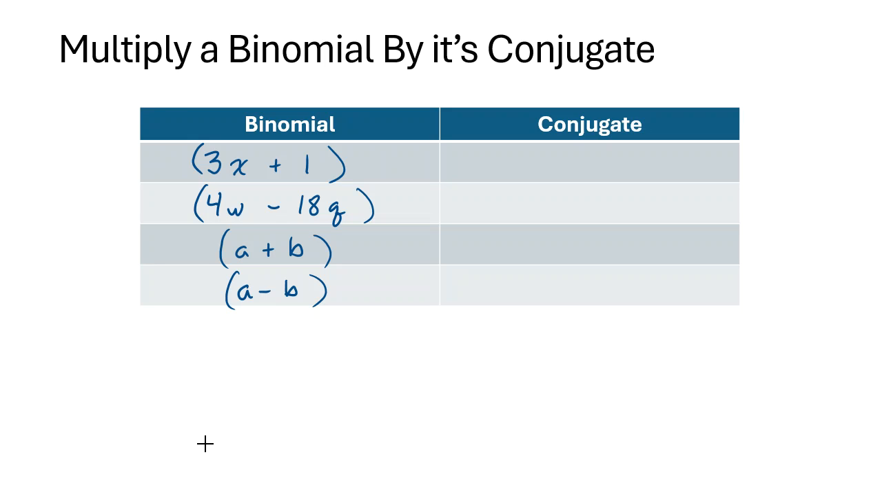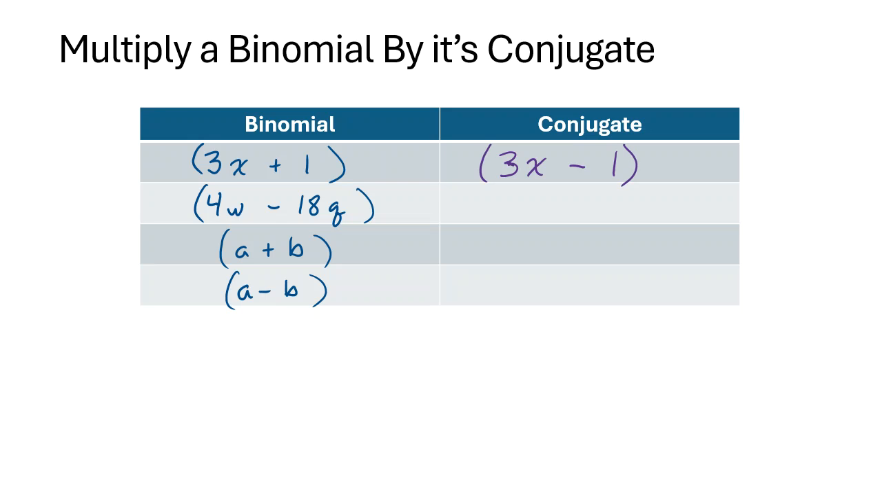In this video, we're going to look at multiplying a binomial by its conjugate. So let's start out by looking at what a conjugate is. I have some examples of binomials over here, so we're going to write the conjugates of these binomials, and it's really easy. Basically, you're going to take the same terms. So we have 3x plus 1, so I'm going to take the first term and the last term, and all I'm going to do is just change the sign. All right, so the conjugate of 3x plus 1 is 3x minus 1.